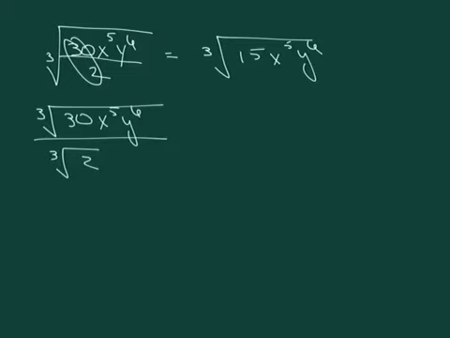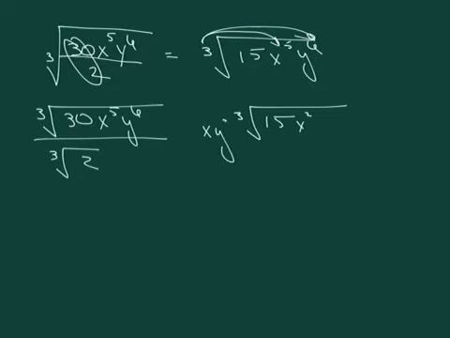15, I can't reduce that anymore, so that 15 is gonna stay in there. 3 goes into 5 one time with 2 left over. 3 goes into 6 twice with none left over. And that ends up being my answer. That's as much as I can do.